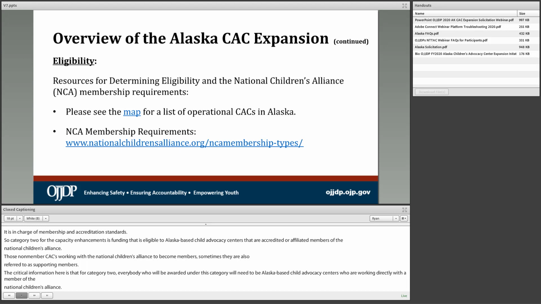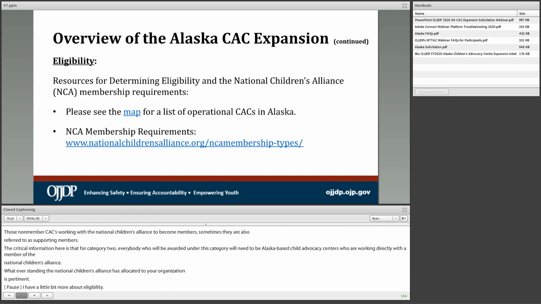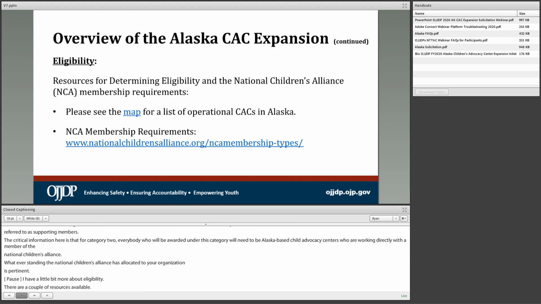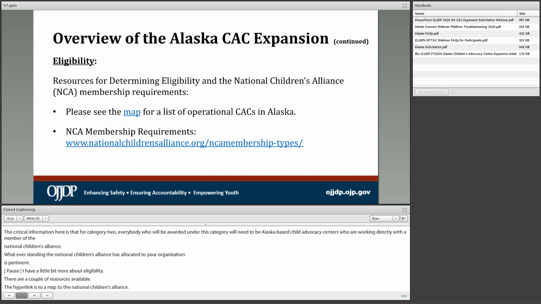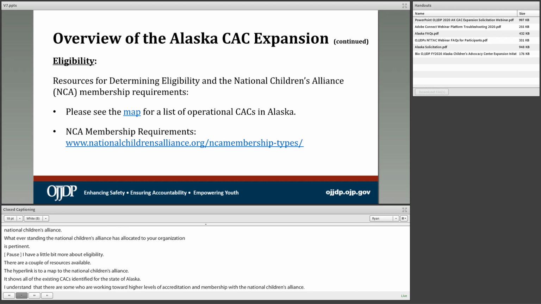So a little bit more about eligibility. There are a couple of resources available. The hyperlink is to a map of the National Children's Alliance that shows all of the existing CACs identified for the state of Alaska. I understand that there are some who are working toward higher levels of accreditation and membership with the National Children's Alliance. So basically the folks that are on that map are the eligible applicants, keeping in mind that for Category 1, you must be a fully accredited child advocacy center.